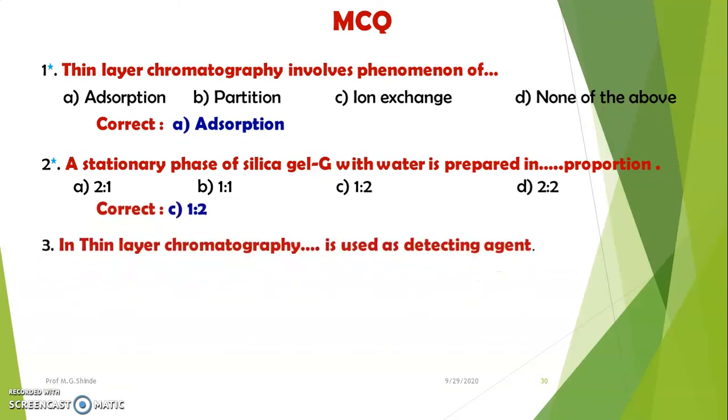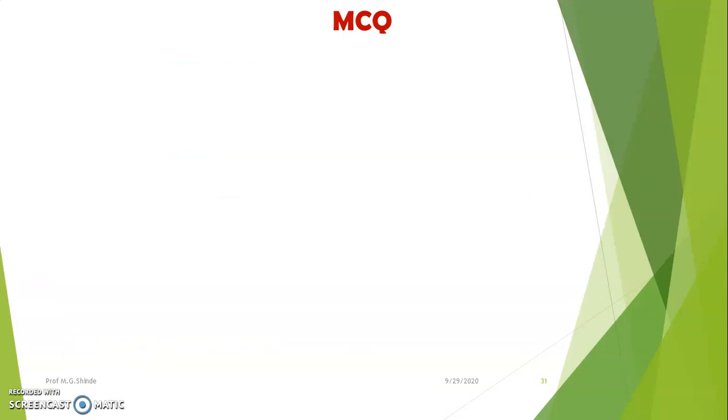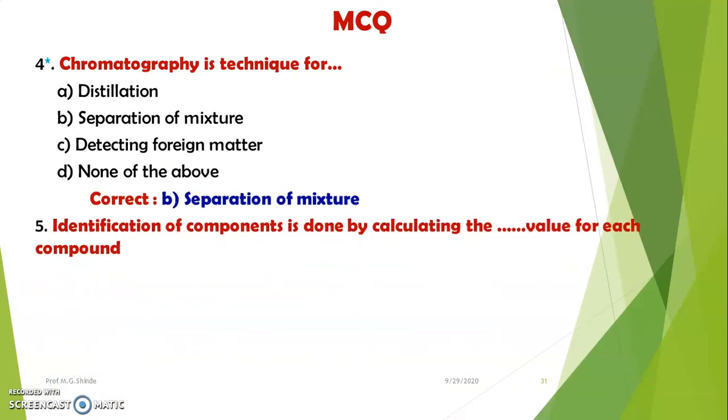The next MCQ is: thin layer chromatography uses which detecting agents? Iodine chamber, 2,4-dinitrophenylhydrazine, UV cabinet, all of the above. The correct option is all of the above, because 2,4-DNP is a specific type of detecting agent, while the iodine chamber and UV cabinet are non-specific detecting agents. The next MCQ is: chromatography is a technique for distillation, separation of mixture, detecting foreign matters, none of the above. The correct option is separation of mixture.